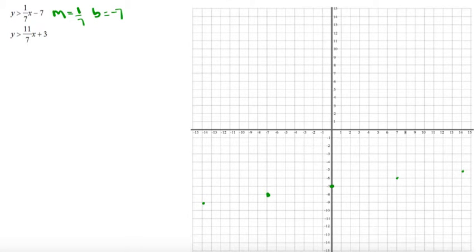Okay, and now I have to figure out what type of line I draw. Looking at the inequality symbol, it is just greater than, so I know that my solution will not be on the line. So I draw a dashed line.